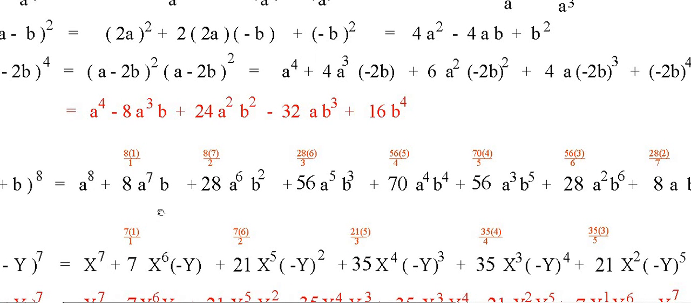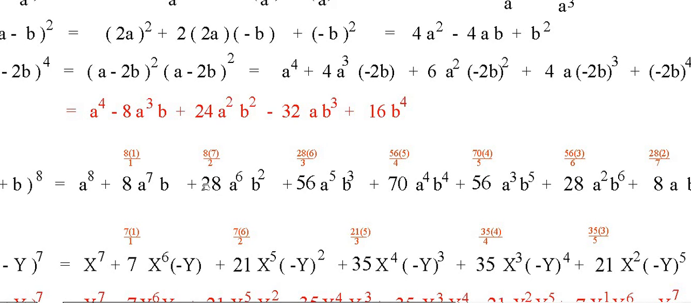Now, the only problem is how to compute the numerical coefficient of each of these terms. So the first one, which is 8, is derived from 8 times 1 divided by the exponent of the second term, or 1. 8 times 1 divided by 1, or simplifying, this is 8.